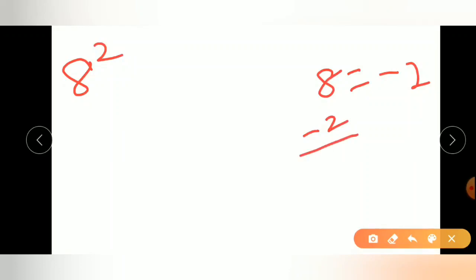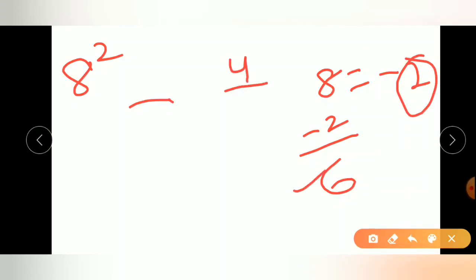Let's take another example, 8 square. 8 is less than the base 10 by 2, so we have to deduct. Once again we subtract these two. Our answer is 6. The first place is the square of 2, which is 4, and the second place is 6, which gives 64.